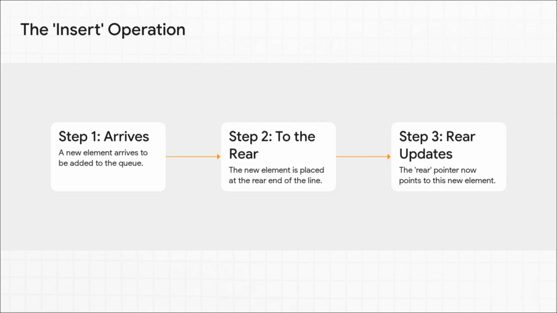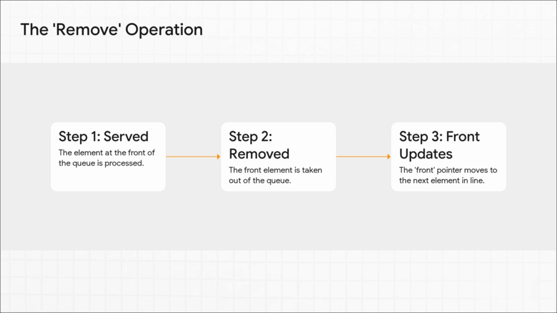So a new item gets added, or inserted. Where does it go? Always to the back. The queue then updates what it calls its rear pointer, which is really just a little marker that keeps track of the last item, and points it to this new position. It's exactly like someone getting in line right behind you. And getting something out of the queue is just as straightforward. We always take the item from the front. Once it's gone, that front pointer just scoots over to the next item in line. The line gets a little shorter, and the next piece of data is up.